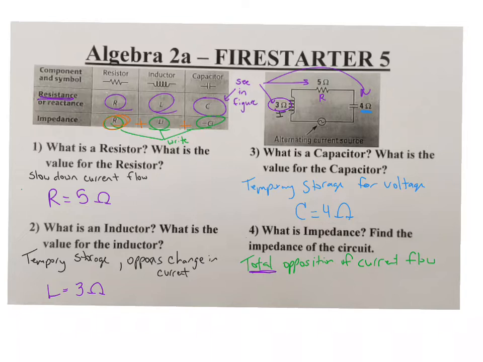So I'm going to take each individual impedance. So here's what I'm going to do. I see R, I see L, and I see C. I'm going to just change them into impedance. So look, here's the impedances.